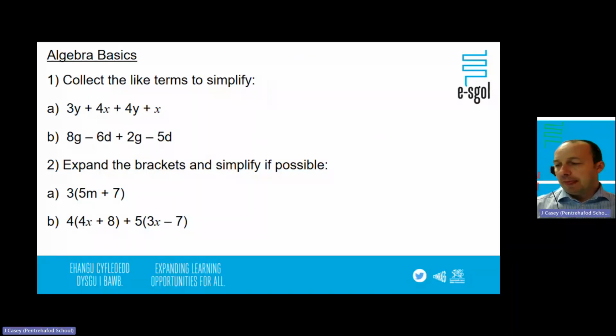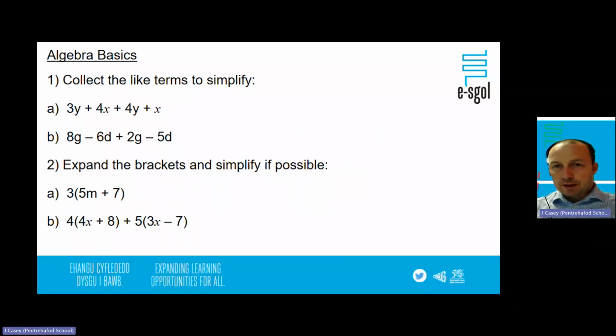We're going to look at a few algebra basics before we start, just to get into it. So what we're going to do is have a go at those questions. It might be an idea now to pause the video just for a minute to have a go at them, and then I'll come back in and cover the answers. Okay, so let's have a quick look.